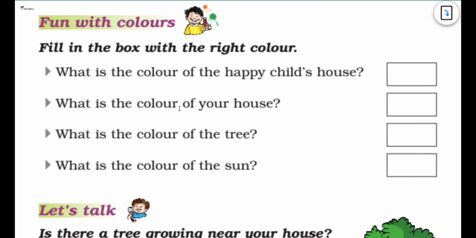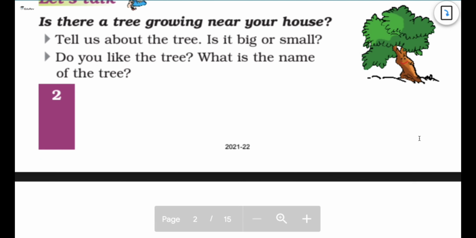Whereas, what is the color of your house? So you have to color this box with the color which your house is. Next is, what is the color of the tree? As I remember, the color of the tree is green. So we are going to color it that. Whereas, what is the color of the sun? The color of the sun is yellow. So we need to color this box in what color? Yellow. So let's move forward.